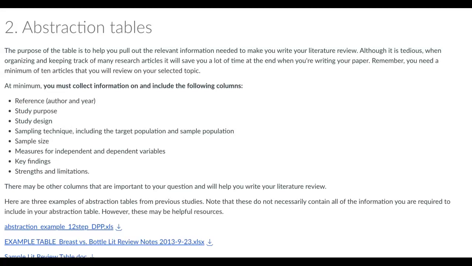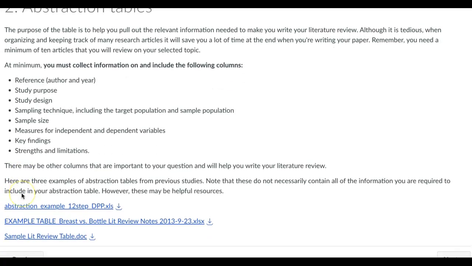You don't have to, but you are welcome to if you find that helpful. I have some examples of abstraction tables from previous studies here. These don't necessarily contain all of these columns, but I wanted to provide some examples from other studies that will be helpful in understanding overall what it is you're going to be doing. So let's click on one and I will open that up and we'll go over it.